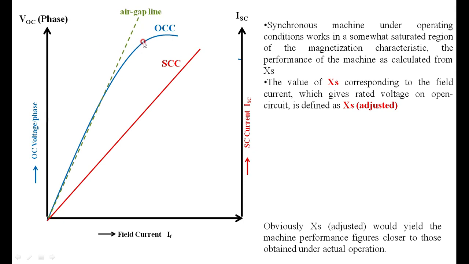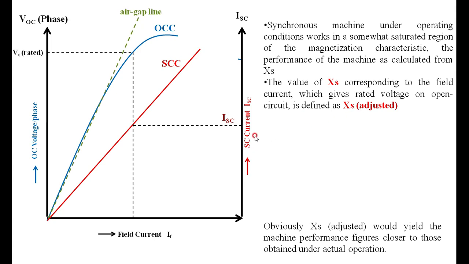For that voltage, you note down the field current. Corresponding to the same field current, you find out the short circuit current. I will demonstrate here. This is the rated voltage of the alternator marked on the OCC, and this is the corresponding field current to generate VT rated under the open circuit test. For the same field current, what should be the short circuit current?